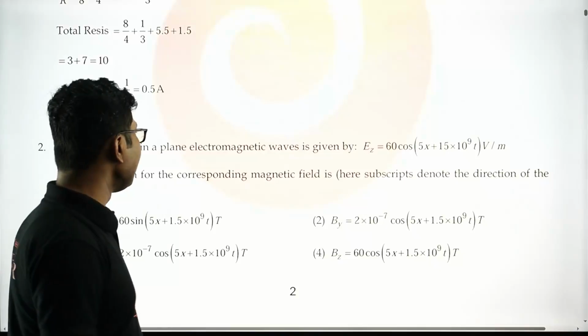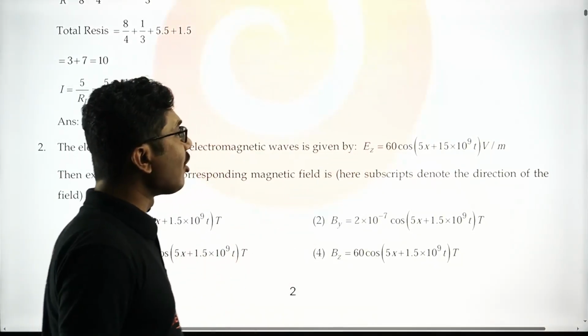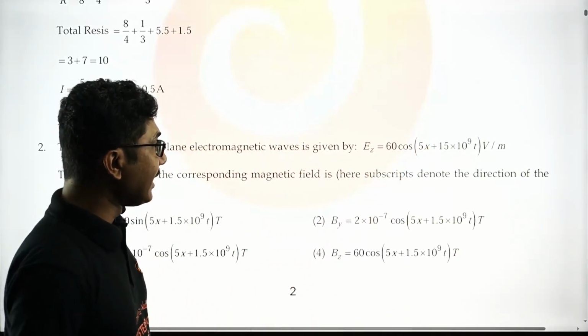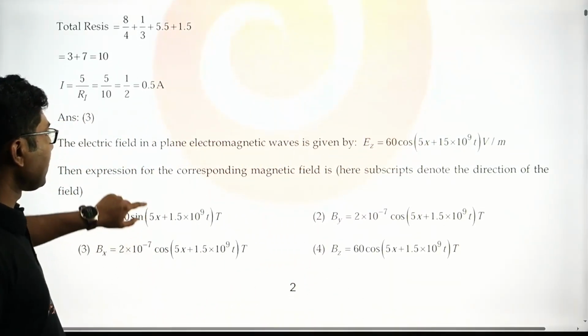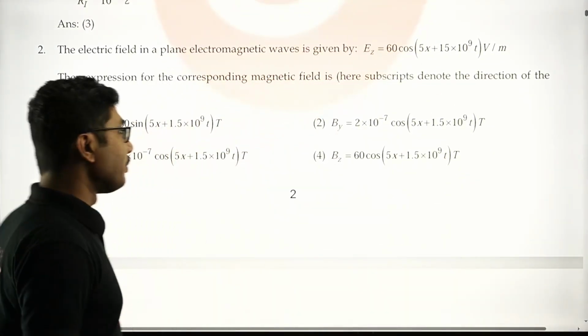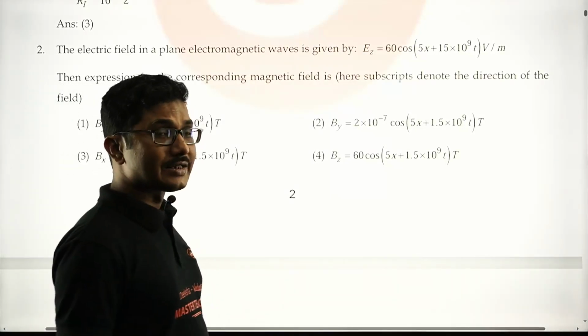The electric field in a plane electromagnetic wave is given by Ez = cos(5x + 15×10^9 t) volt per meter. Then the expression for the corresponding magnetic field is? The electric field is along the z-axis, so the magnetic field will be either along the y-axis or the x-axis. Now which axis will it be?